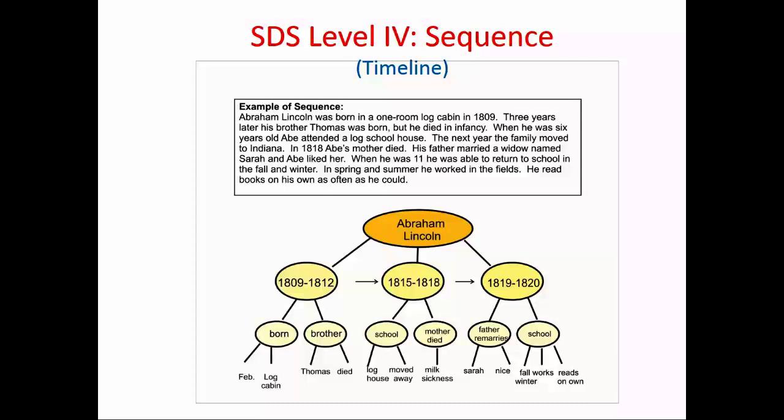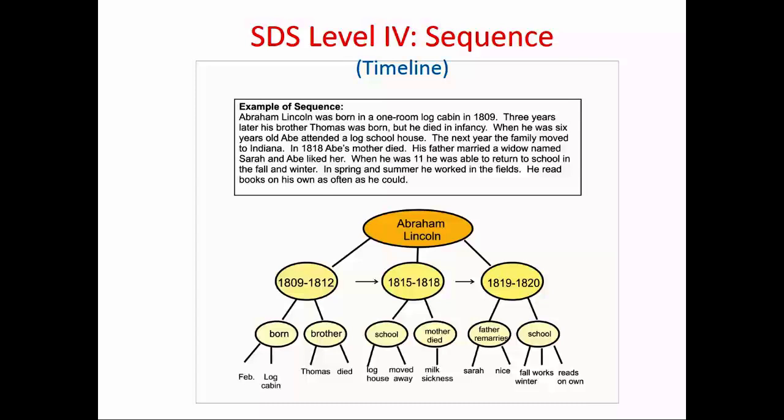So once again, if you've got a paragraph like this and you're working on helping the child understand the structure, I like the hierarchical organizers because they so clearly lay out visually for the child what the main topic is, what kinds of things mark the points in time, and then you help the child figure out the details. So as you're going through, he was born in a one-room log cabin in 1809, so we're going to put that in as the beginning of the first time marker, and then 3 years later his brother was born, but he died in infancy.